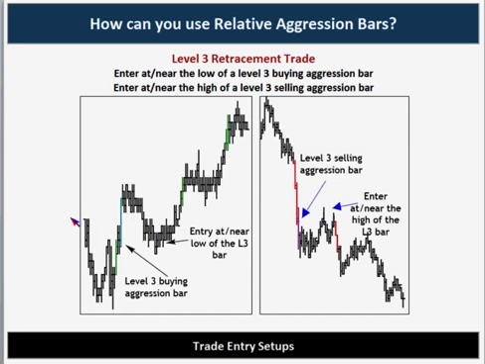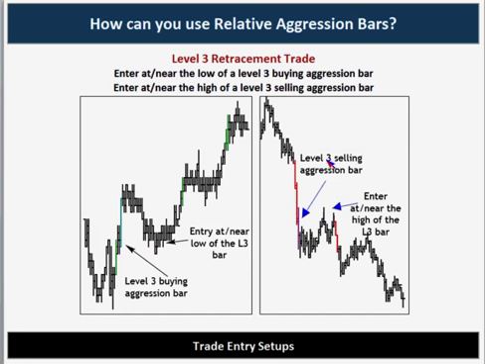Very much more often than not, if you get a level 3 buying aggression bar, the low of that's going to hold. So again, if you first have some context that being long makes sense, and then a level 3 buying aggression bar forms, a limit order a tick above the low, or right at the low of that bar, is a very good entry, and that's what we call our level 3 retracement trade.